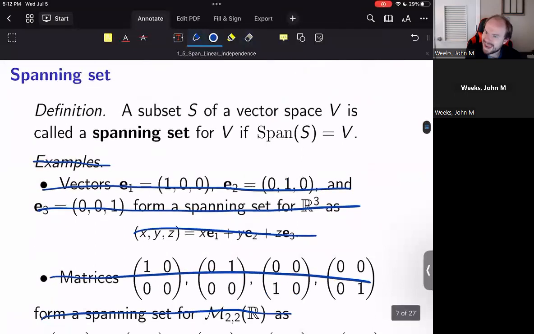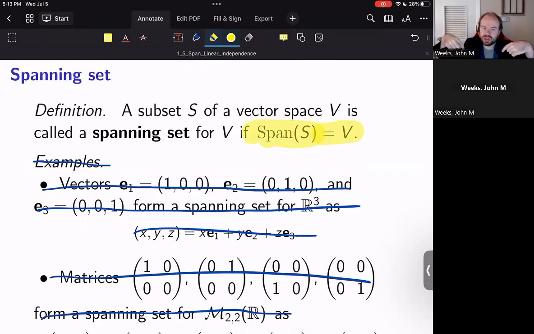Let's define what a spanning set is. I have kind of mentioned it a couple of times. Let's talk about what a spanning set is for a vector space. Now, when we associate it to a vector space, we say that a subset S is a spanning set whenever the span of that set is actually the entire space. That means for any element inside of our vector space, we can write it as a linear combination of the elements inside of our subset S.